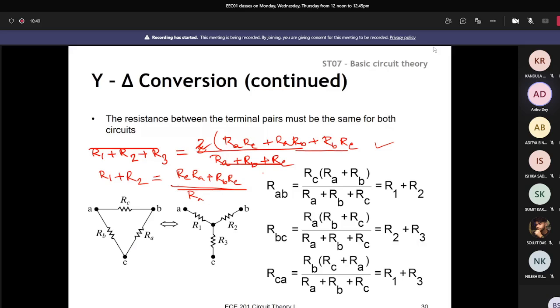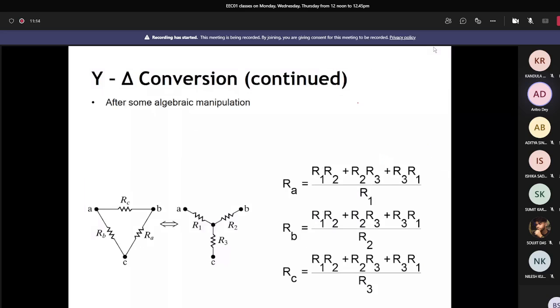So you can do one thing from here. You can just eliminate RCRA and RBRC, and you're left with RARB. RARB will be equal to this R1 plus R2 plus R3 into summation of this, and R1 plus R2. So it will be left. So what you have on the other side, R3 equal to RA plus RB plus RC, isn't it? You will get that. So in that way, if you start reducing like this, ultimately you will be left with RA is equal to R1R2 plus R2R3 plus R3R1 divided by R1. So this is one approach.